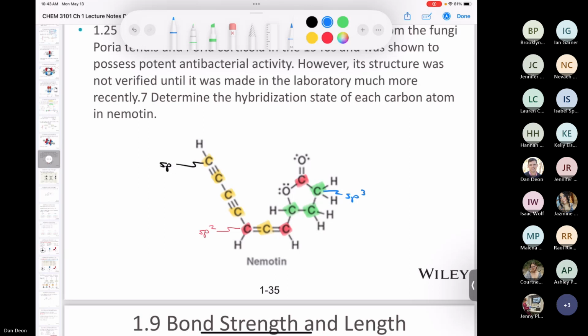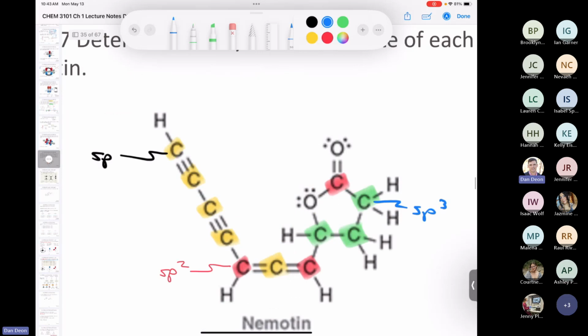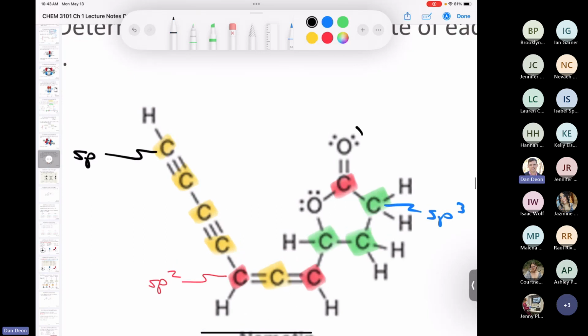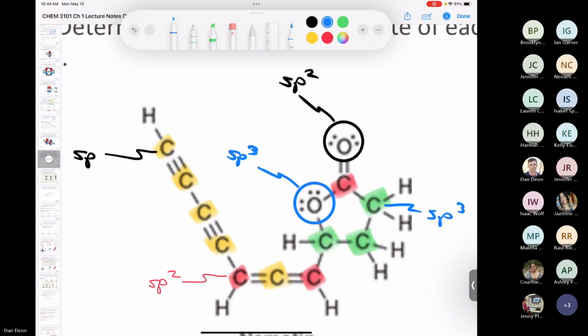All right, so let's try it with the oxygens then. What's the hybridization of this oxygen here with the black circle around it? It's sp2, right? It's got a steric number of 3, so sp2. Whereas this one here, what's its steric number? Two lone pairs, 2 bonds. It must be sp3. Right, there you go.